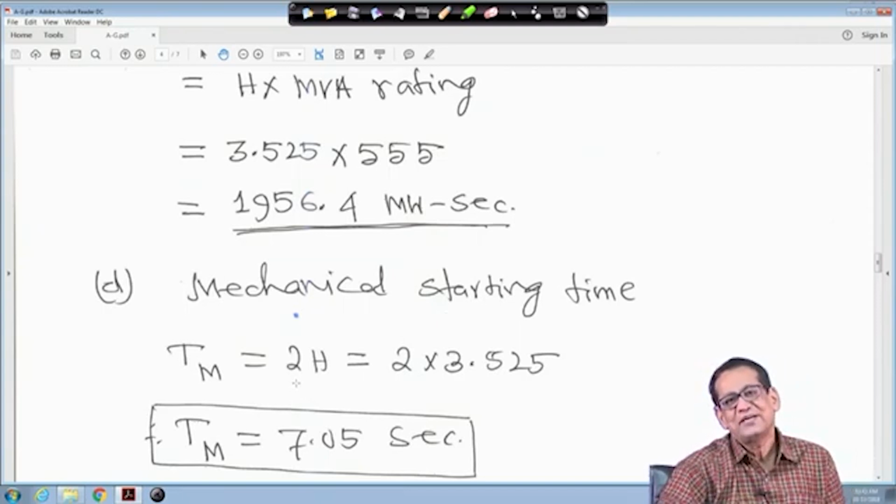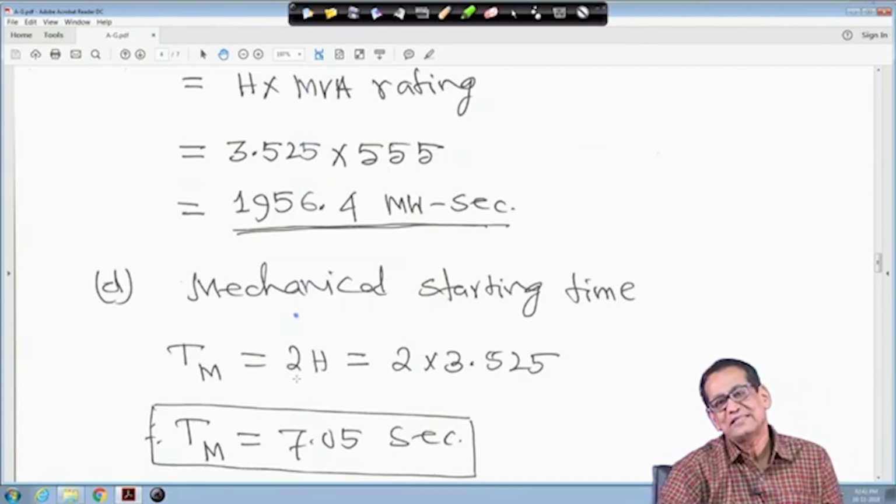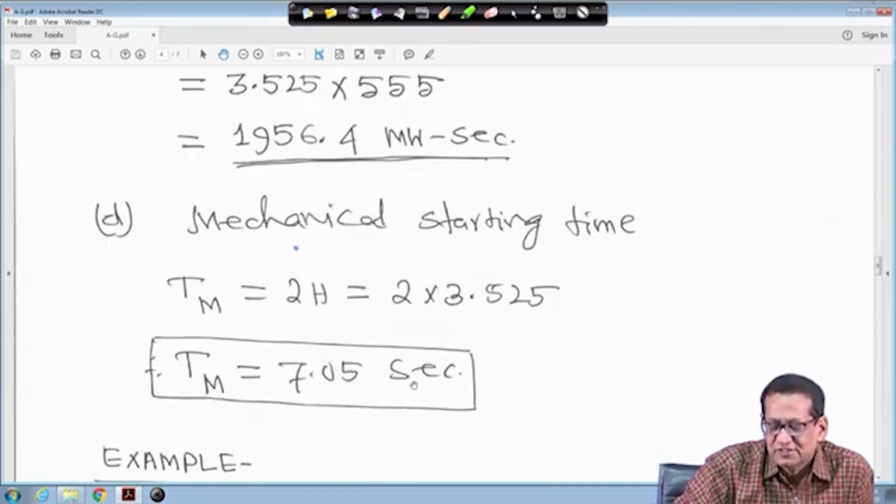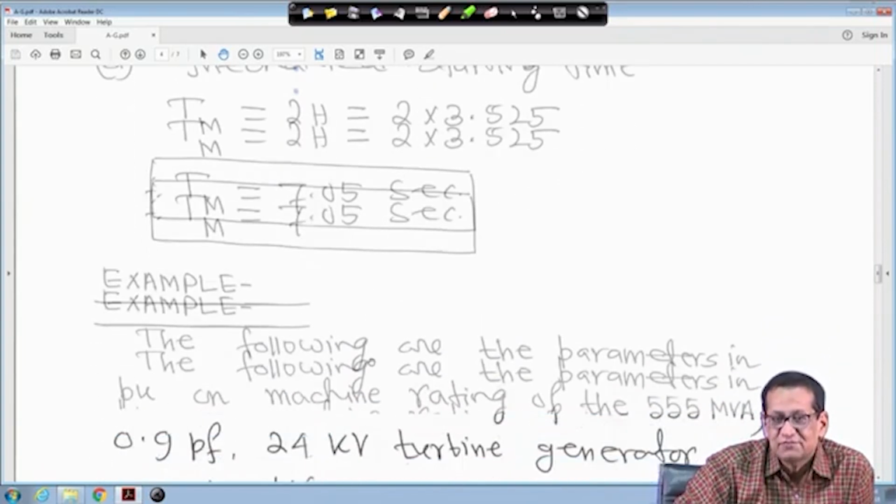Earlier we have seen this when we were doing the swing equation. There we have seen Tm is equal to 2H, that is 2 into 3.525, so Tm is equal to 7.05 seconds. This is the answer. Now, another example we have taken.